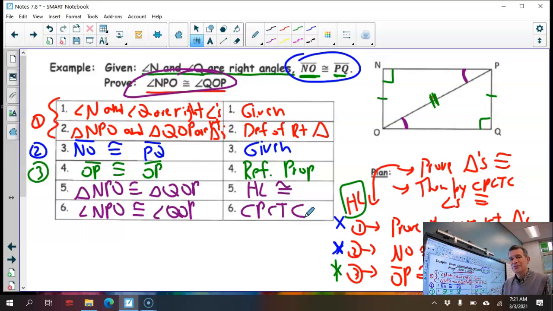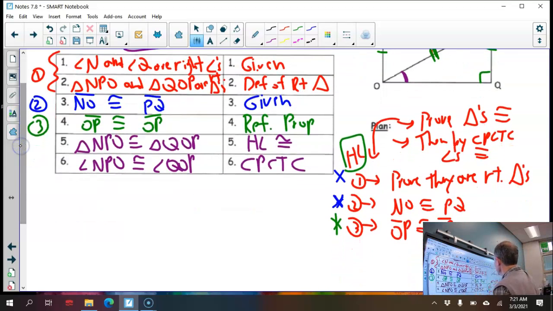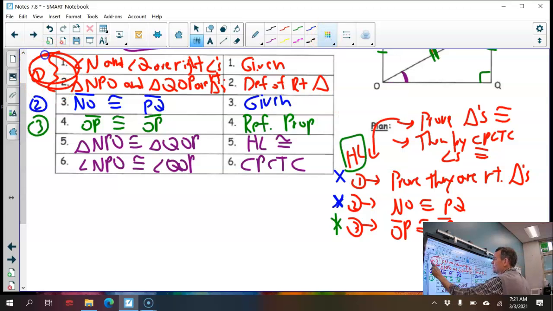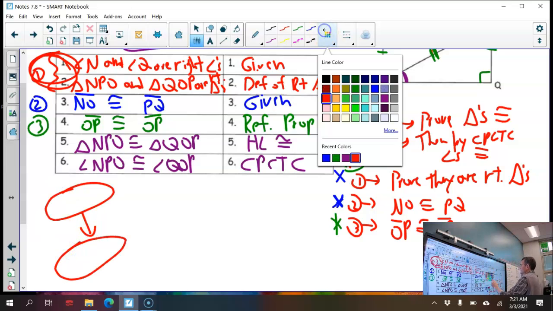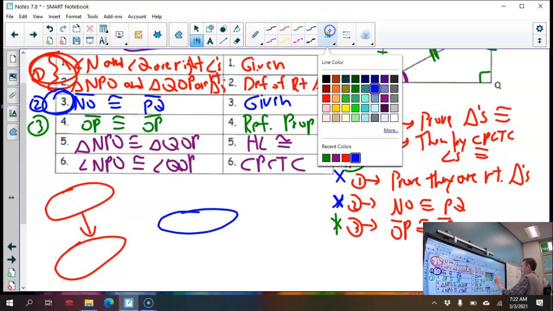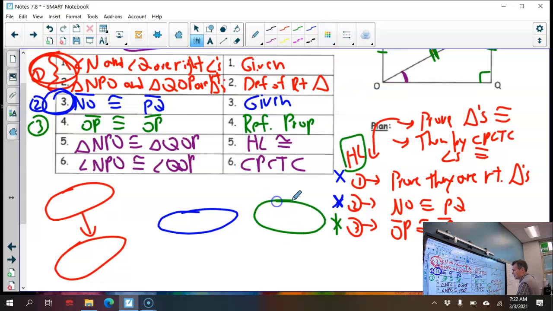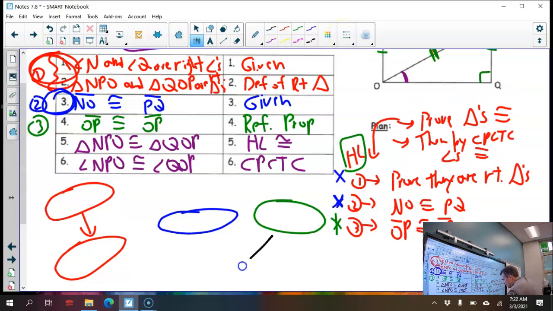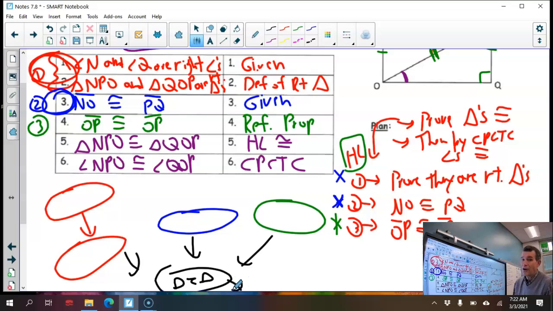All right, I hope that's good. If you were doing a flowchart proof instead, you would take these two red ones up here, and you would have a circle for each of them. And then you would take this blue one here, and you'd have a circle for it. And then you would take this green one here and have a circle for it. And that would be your three things you have to prove. Then you could feed all those into the triangles are congruent. And then that would feed into the corresponding parts are congruent.